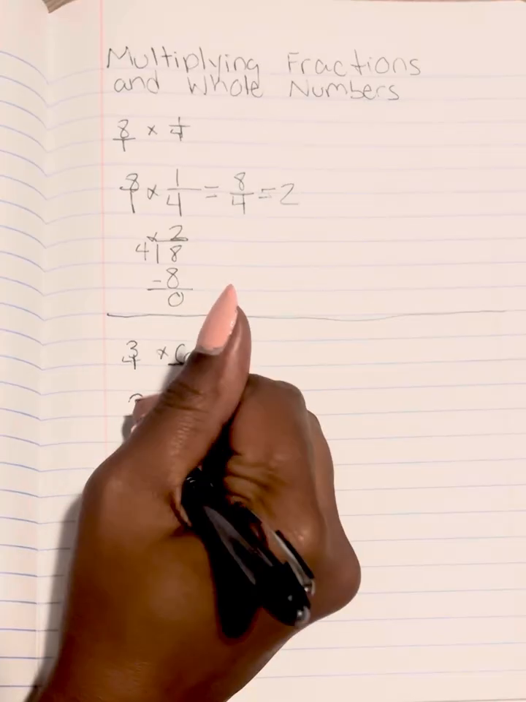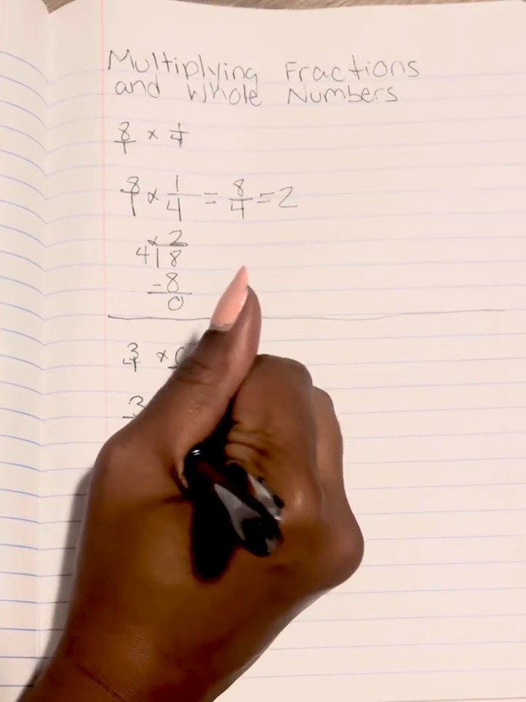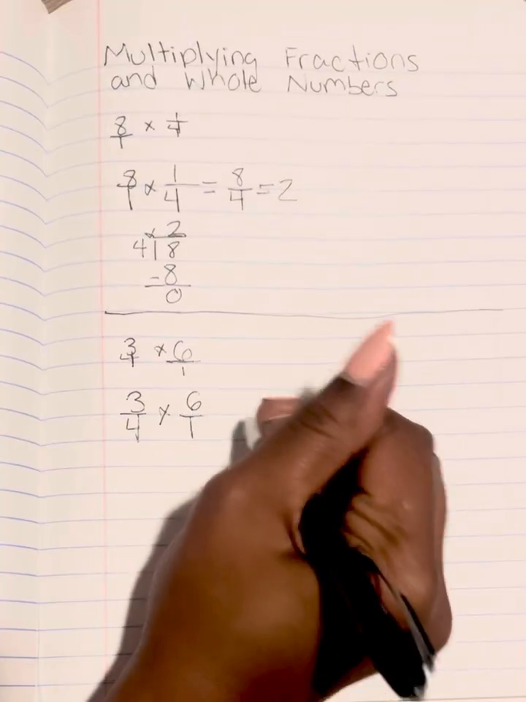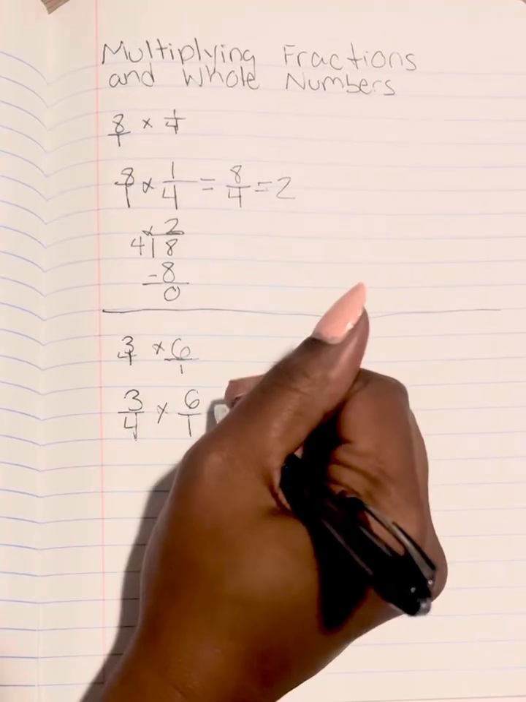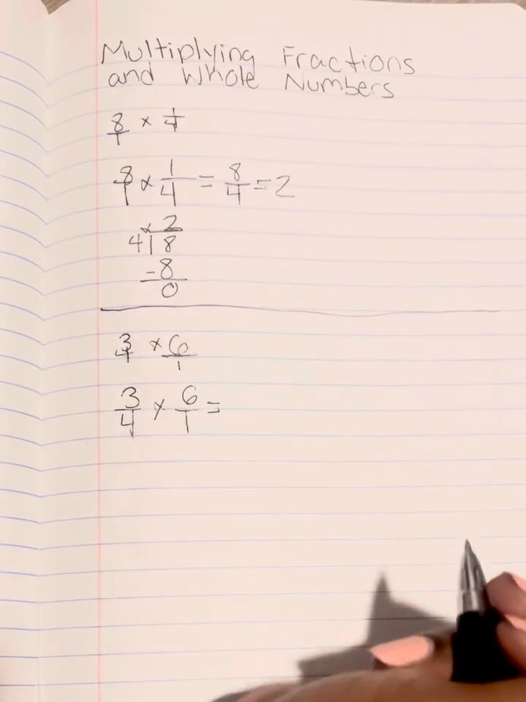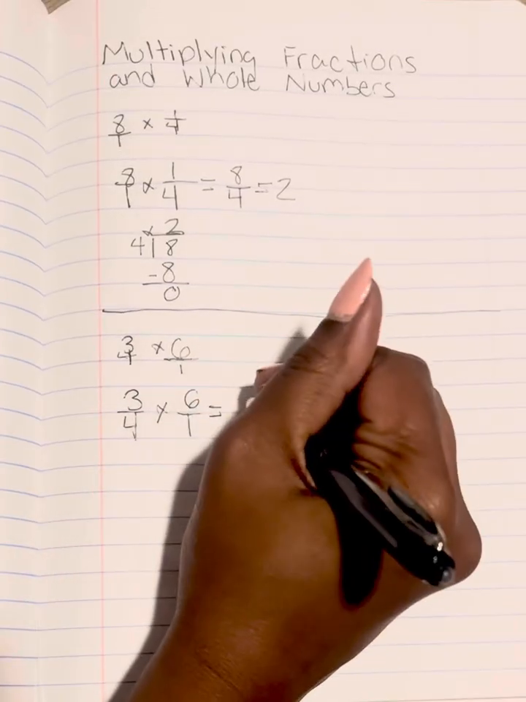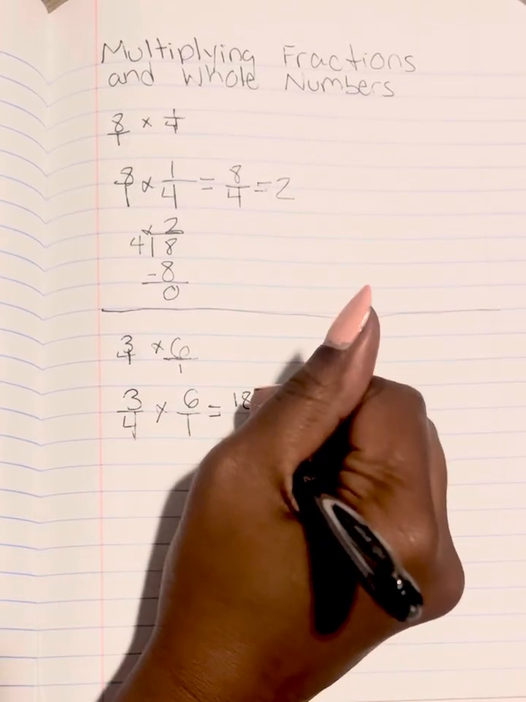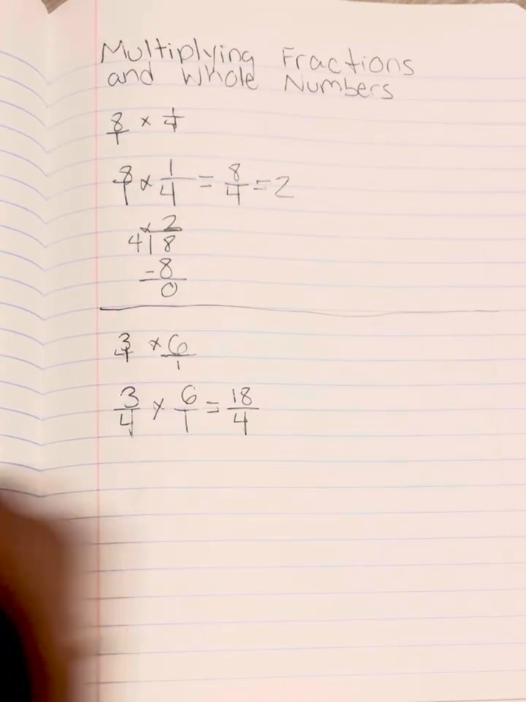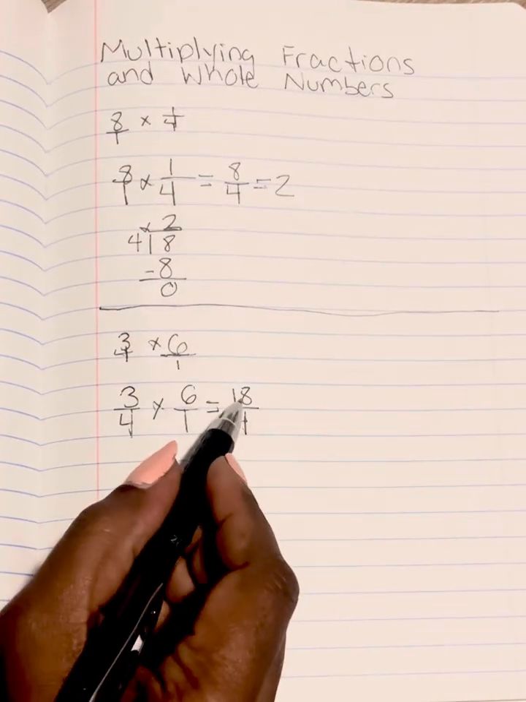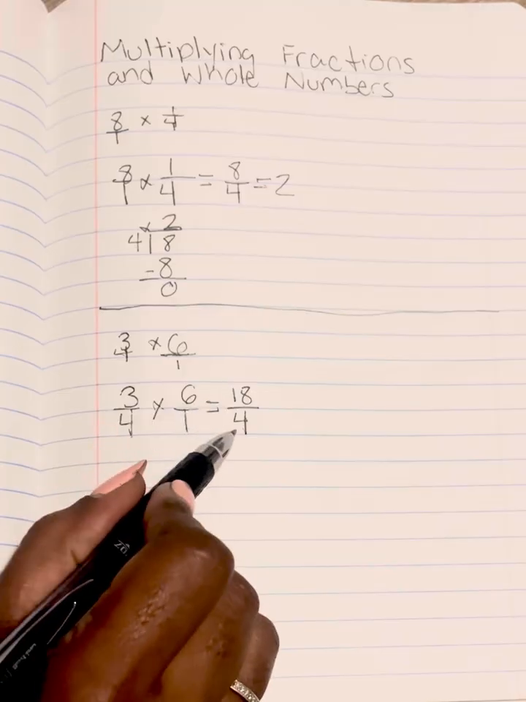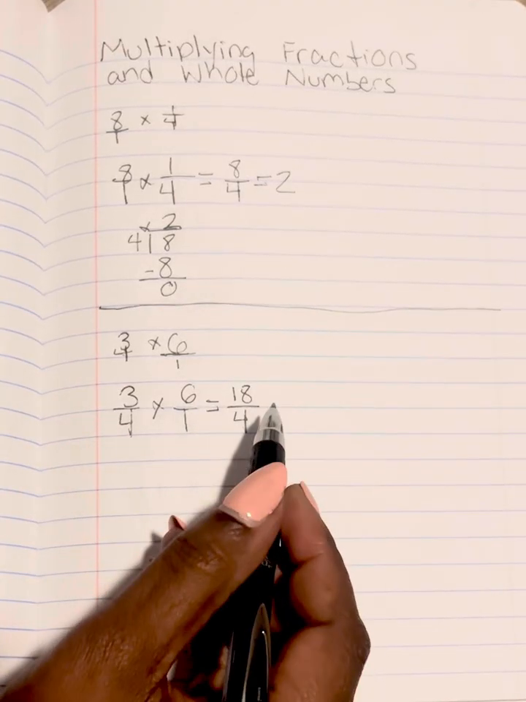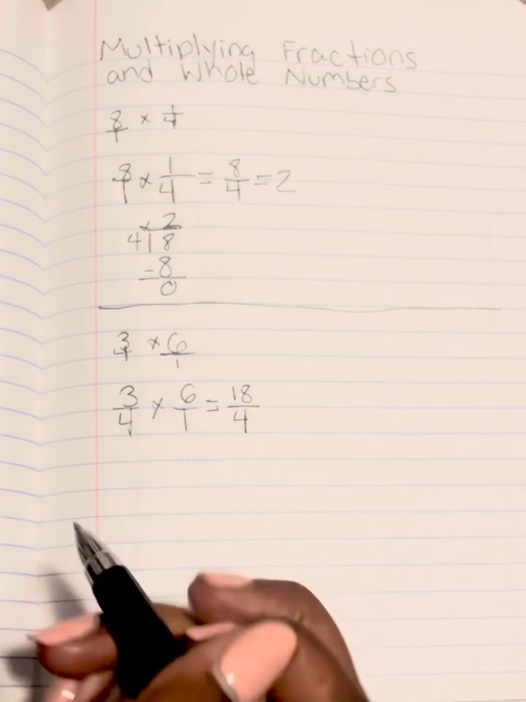3/4 times 6 over 1. Then you can multiply straight across. 3 times 6 is 18. 4 times 1 is 4. And again, I have an improper fraction. My numerator is bigger than my denominator, so I need to divide my numerator by my denominator.